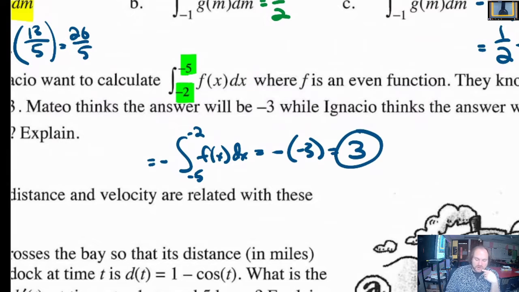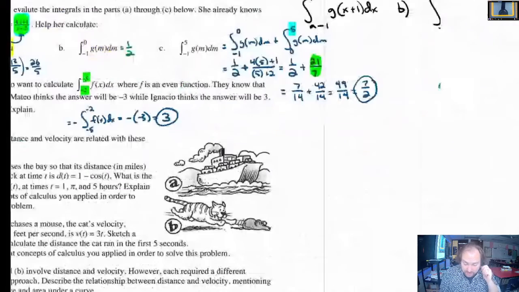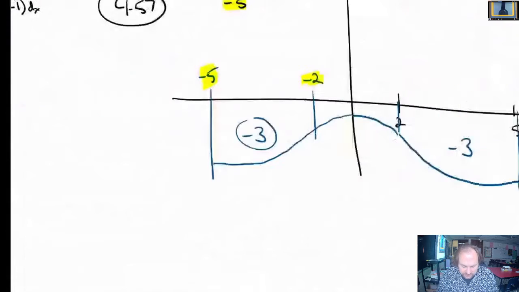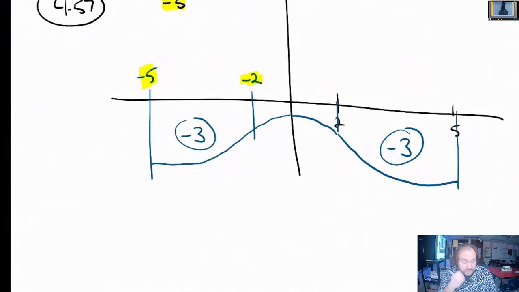So the person that's correct is Ignacio. He's thought a little bit further ahead of the problem than Matteo. That's a good question, though. It's a really good visual explanation of what's happening here: we have the same area in both these chunks, negative 3, but you have to make the other one positive because you're going the other way with it.